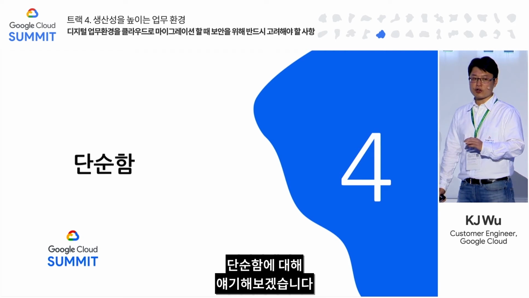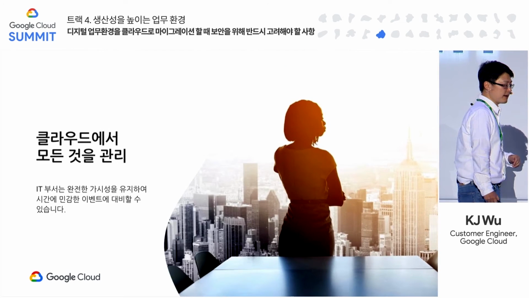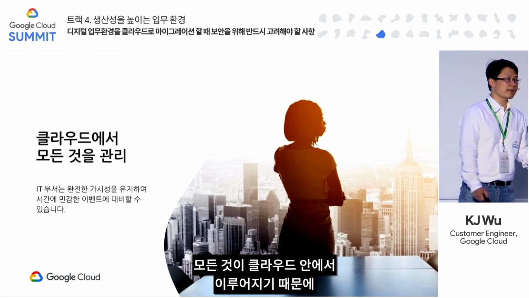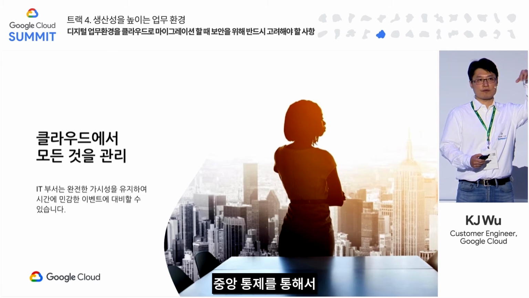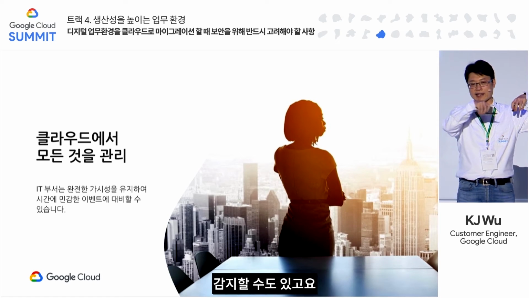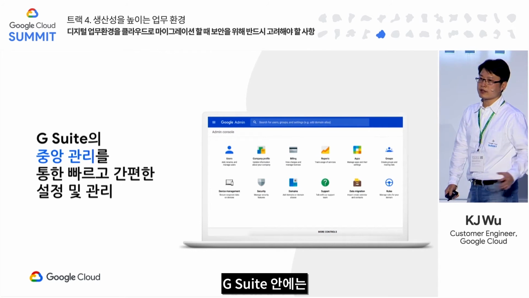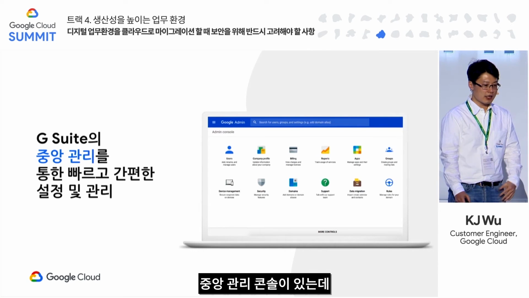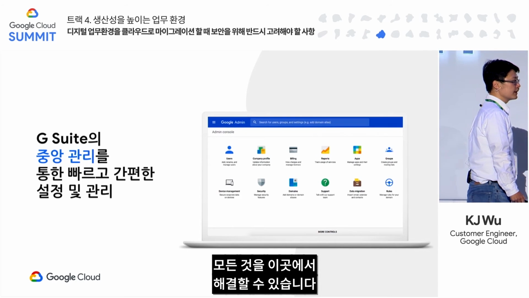Last part, I'm going to talk about simple. What does simple mean? Because we believe everything is managed in the cloud, it's very easy for you to manage the whole environment from a central place, and also detect issues in the environment. So inside G Suite, you can see the management console. Everything you can set up in just one console.